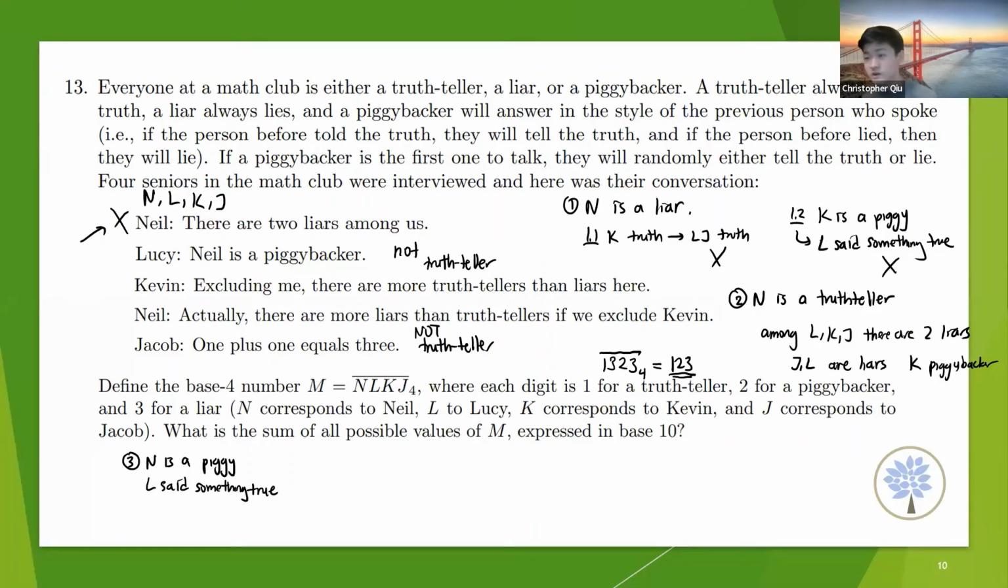So there must be 2 liars among them. But then we know that Lucy is a piggybacker and Neil is a piggybacker. So the other 2 people must be liars. So then Neil and Lucy would be piggybackers, and the other 2 people, Kevin and Jacob, would be liars. But then Kevin said something, Kevin lied, since we know that if these 2 people are piggybackers, the other 2 are liars. So Neil, in this next step, follows Kevin and lies as well.